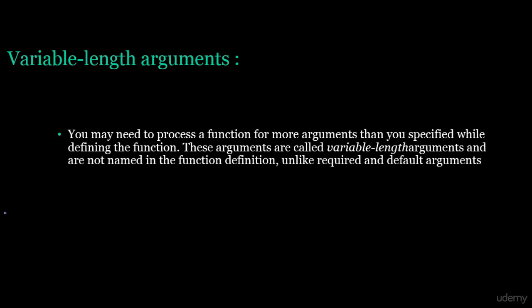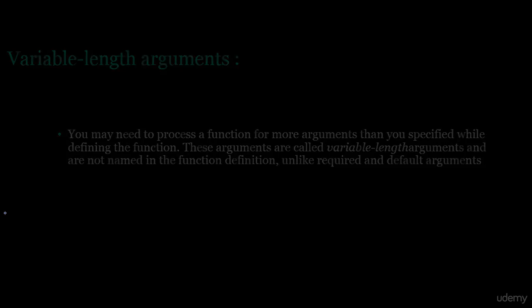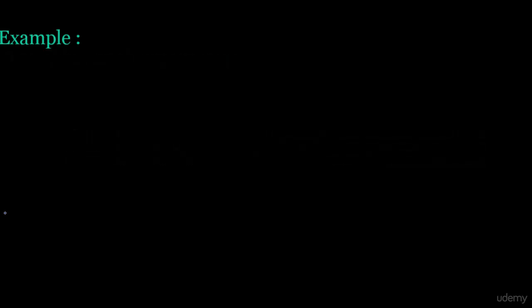Variable length arguments. You may need to process a function for more arguments than you specified while defining the function. Those arguments are called variable length arguments and are not named in the function definition, unlike required and default arguments. Let's see this example here. If we look at Windows calculator, what if we want to sum some numbers like 1 plus 2 plus 3 plus 4 plus 5? The calculator will give you the output.